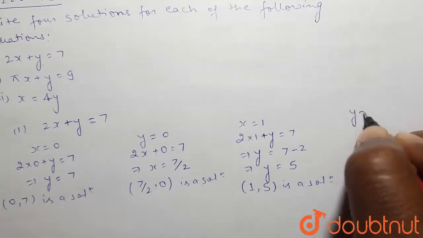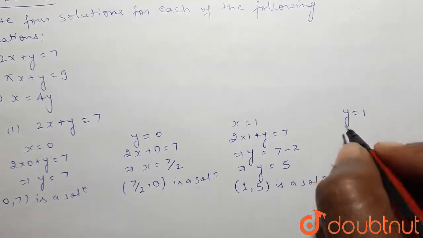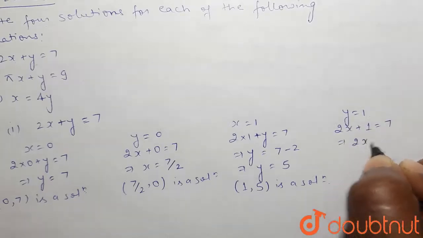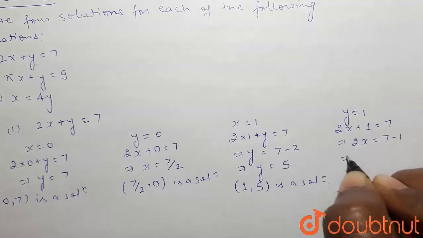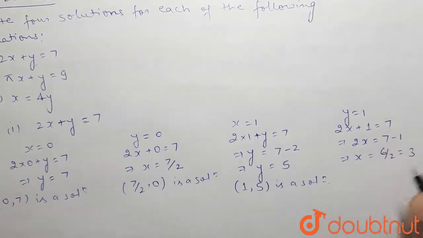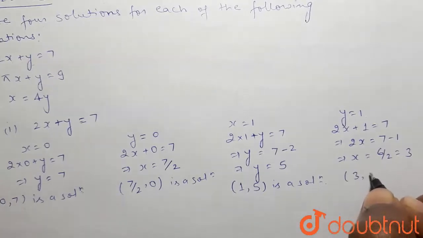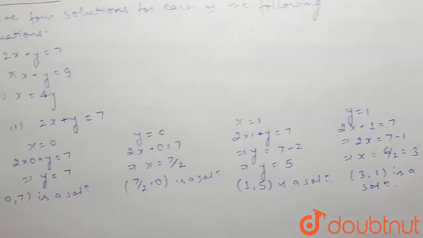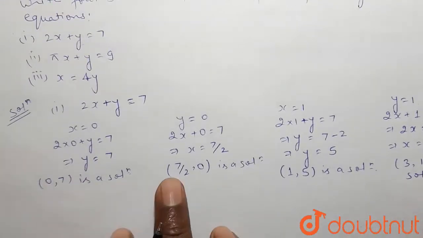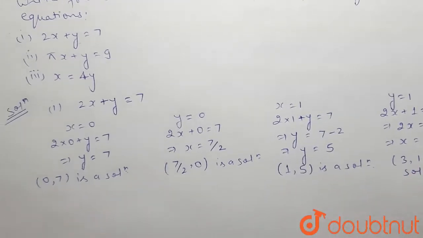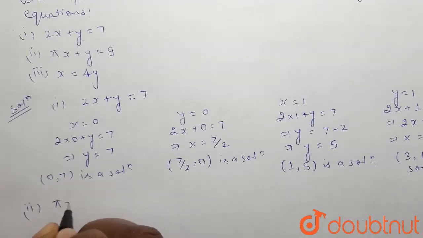Now let's put y equals to 1 in the fourth to find the fourth solution. So the equation will be 2x plus 1 equals to 7. This gives 2x equals to 7 minus 1, that is 6. Then x will be 6 divided by 2, which is equal to 3. So 3 comma 1 is a solution of the equation. So 0 comma 7, 7 by 2 comma 0, 1 comma 5, and 3 comma 1 are the 4 solutions of this equation.